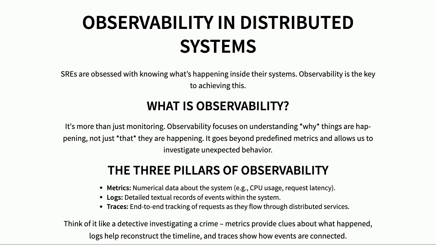Observability breaks down into three key pillars: metrics, as numbers like CPU usage and latency; logs, detailed records of what's happening inside your services; and traces. These are like breadcrumbs that follow a request as it moves through your distributed system. Combining all three gives you the best picture of what's going on, allowing you to troubleshoot problems effectively.